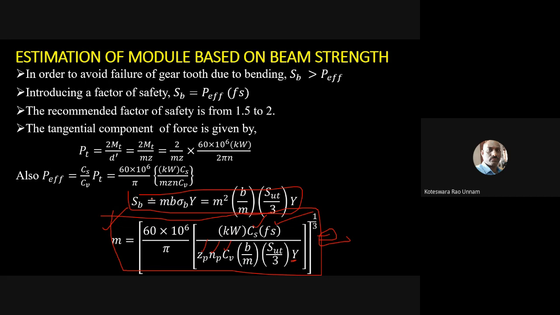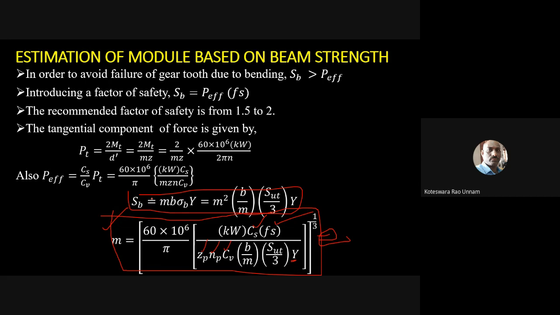So addendum is one module, dedendum is 1.25 module. Pitch circle diameter is nothing but module into number of teeth. The number of teeth is known, the module is known, then you can calculate the pitch circle diameter. Like that, all the parameters of the gear can be identified once you know the module. So design of the gear is primarily finding out or estimating the module of the gear. Okay, so this is how we can estimate the module of the gear based on the beam strength.